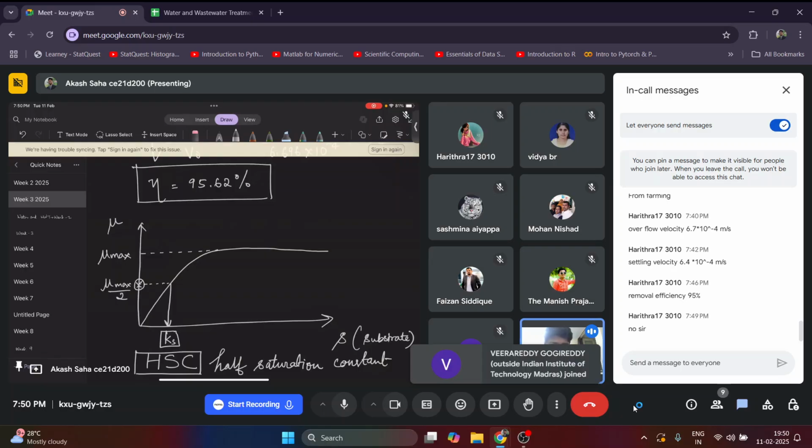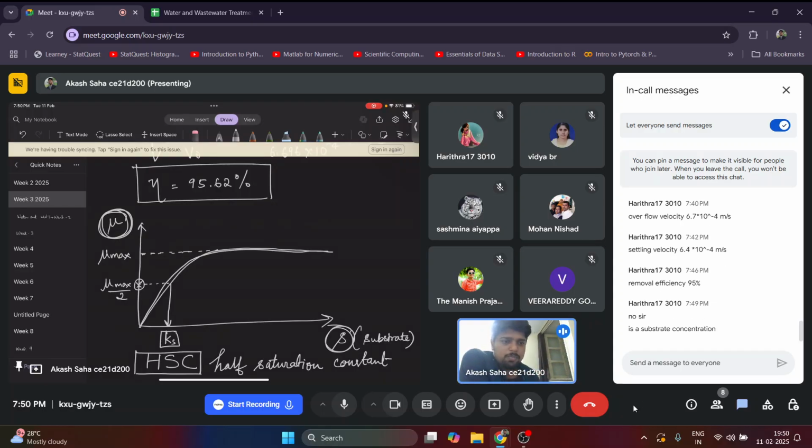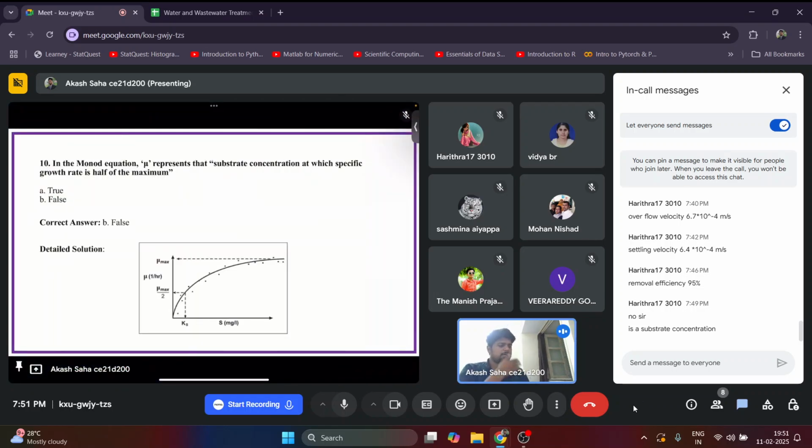So just make a note that when you make a graph between the growth rate mu and the substrate S, this is how the graph looks. It will first increase and then straighten. So this is the maximum, and whatever S corresponds to mu max by 2 is known as the half saturation constant. Just remember this. The same thing is here.